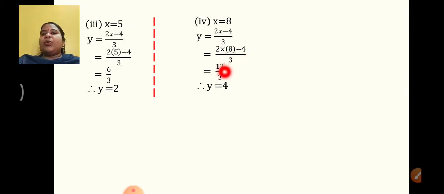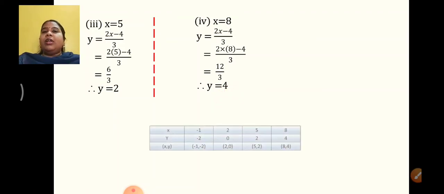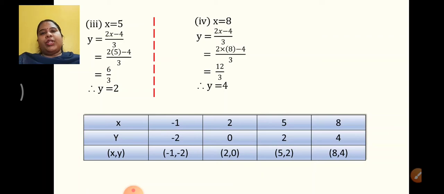16 minus 4 is 12. So 12 upon 3 is 4. So this way you have to think with the values, so that when you calculate you get a round figure like this, okay? So all the 4 values are prepared for this. This calculation of course you have to show in the exam. So the table can be prepared like this with all these 4 values with x comma y, okay?